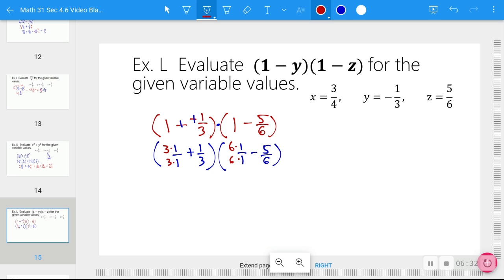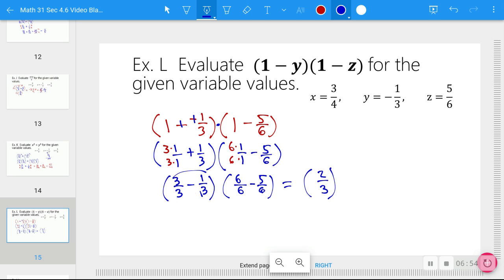So now I've got 3, let's write this out here, 3/3 minus 1/3. And down here, 6 over 6 minus 5 over 6. So the first parenthesis is 2/3. That would be right here. And the second parenthesis, 6/6 minus 5/6 would be 1/6. And at this stage, I think I'll cross cancel since I got a multiplication going on here. And then you get 1/9 for your final answer.